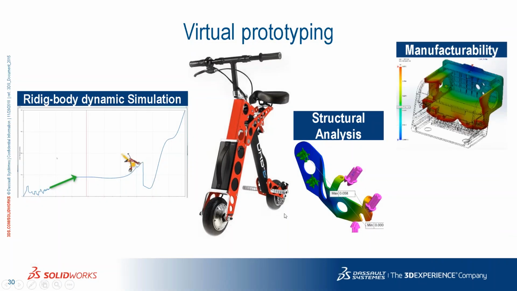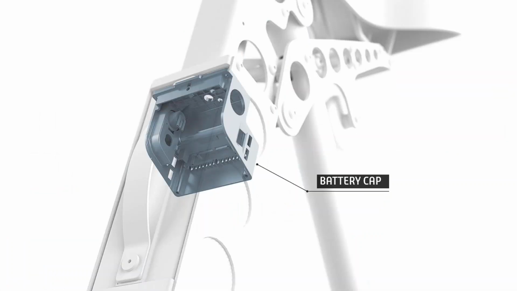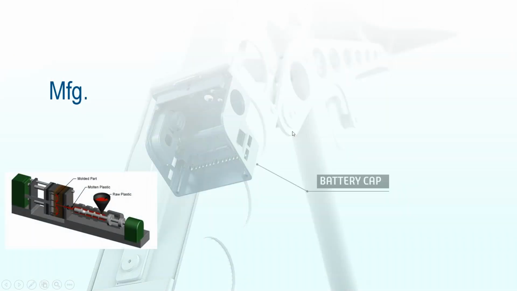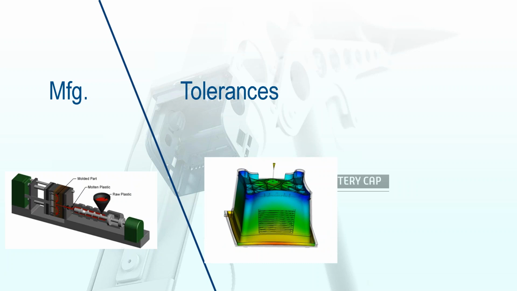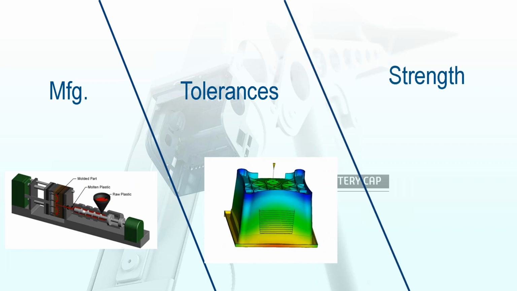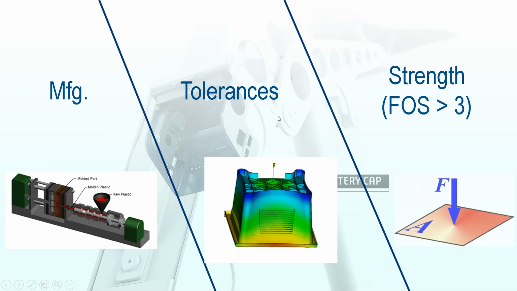So, last step, but not less important. From an engineering point of view, they also performed an analysis to understand the battery cap manufacturability. This is the cap that sits over the battery, and of course it's injected plastic. Here we also have some tolerances to check, and the strength, because it has to be connected to the battery in a very precise way, and it also has to sustain some loads. The factor of safety needed there is 3.